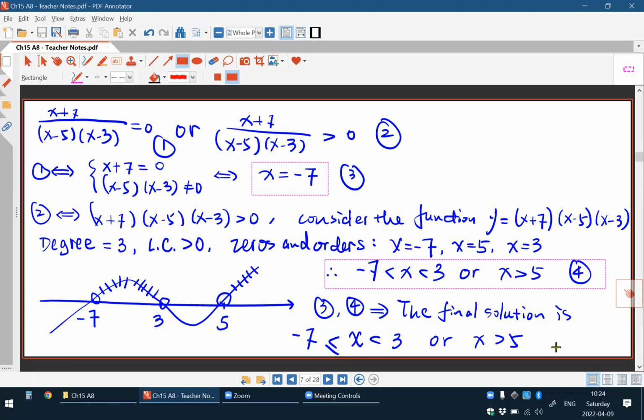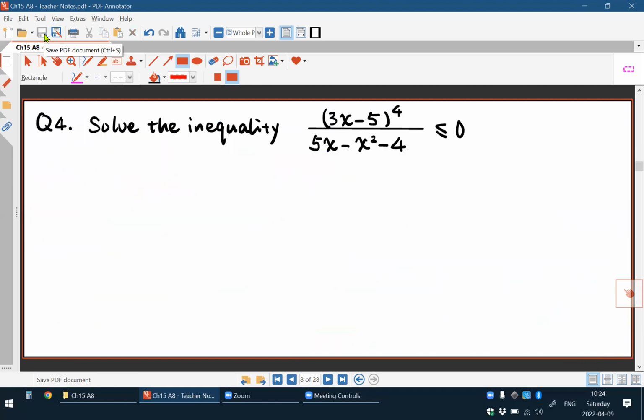Okay, any questions? No. All right, so let's have a look at the next one. Next one again, on the left side, we have a ratio, right? A ratio that is less than or equal to 0. Apparently this can be treated as two questions. One of them is an equation and the other one is an inequality, right?